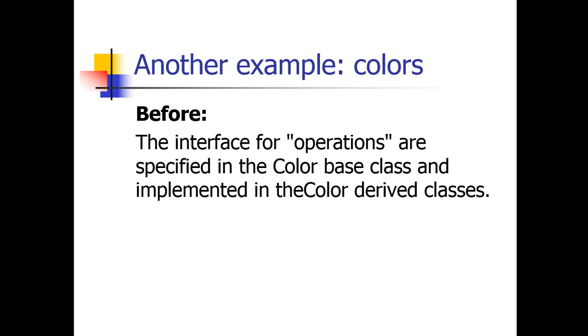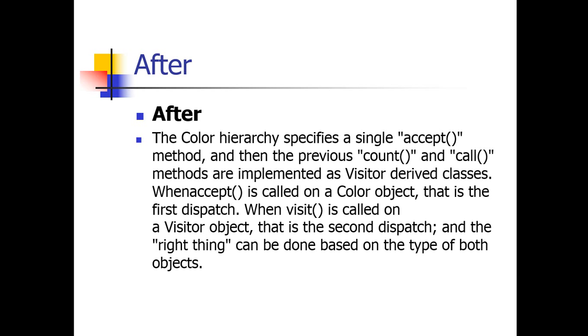The idea is we'd have an interface for operations that are specified in a color-based class and implemented in the color-derived classes. So we're going to have a color-based class and specific colors like red, blue, etc. And so the color hierarchy is going to specify a single accept method, and then we're going to have a count and a call method implemented as visitor-derived classes.